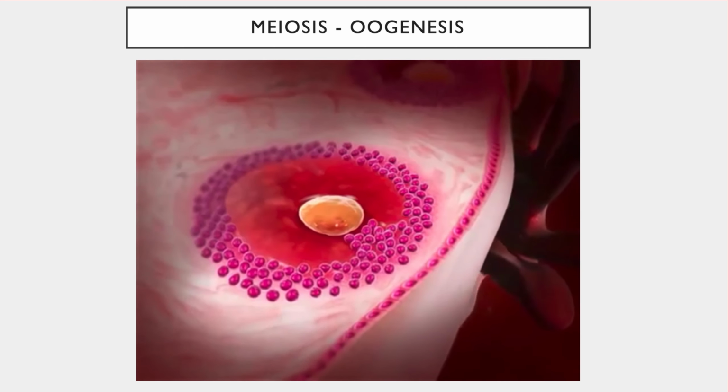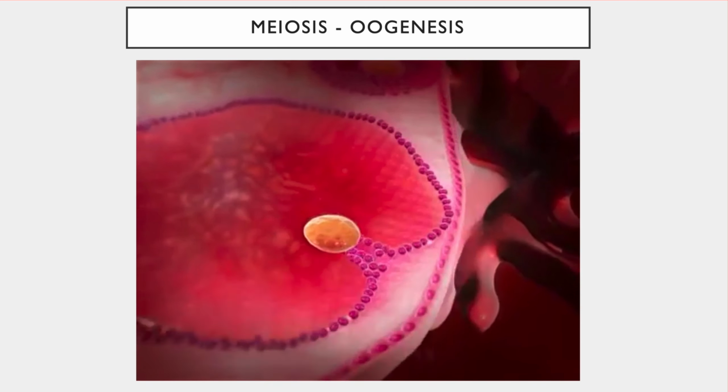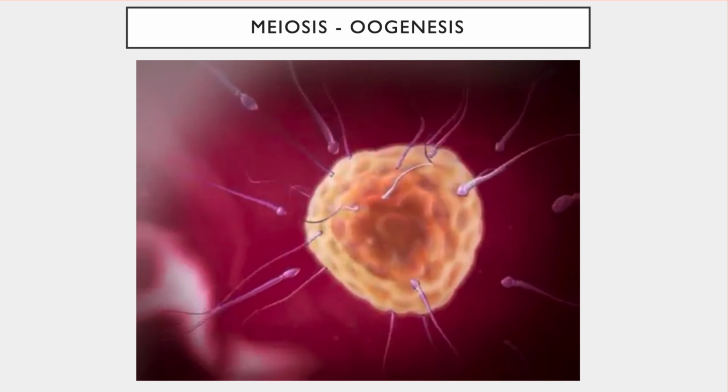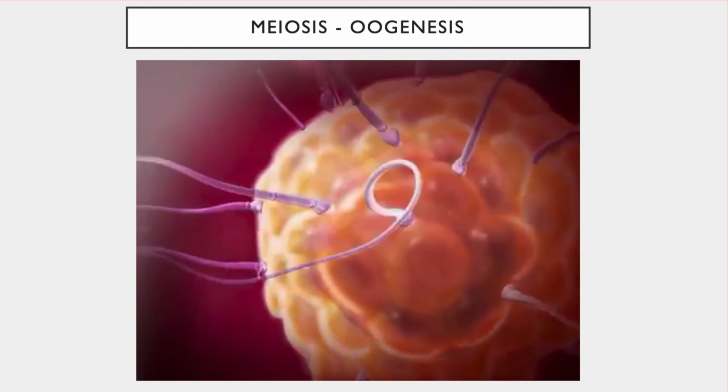Each month, 1 secondary oocyte is released into the uterine tube. Meiosis 2 is completed when the oocyte is fertilized. The resulting ovum can develop into a zygote.